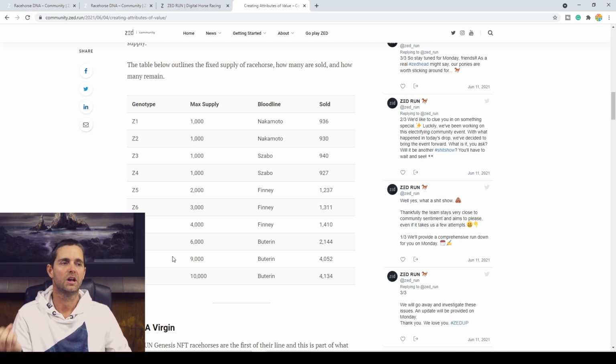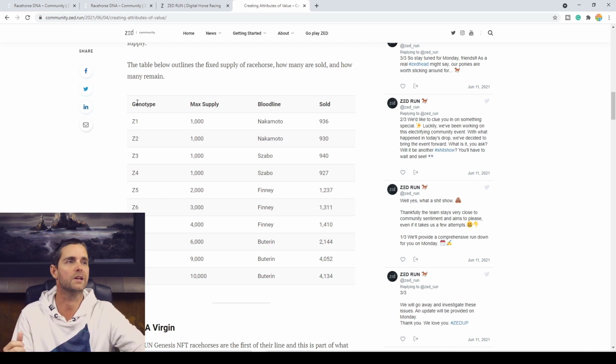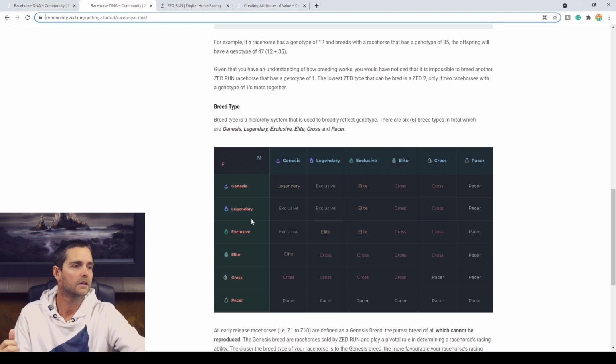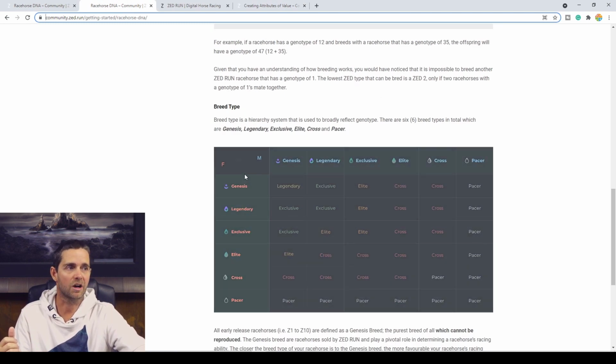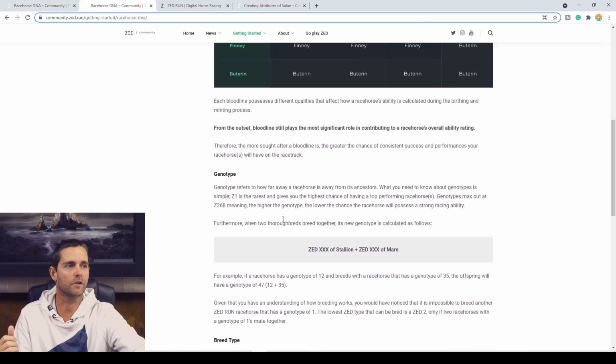Now, as I said previously, that doesn't necessarily mean that every horse that is 10 or under is a Genesis, because breeding has been open previously, and if you breed a Z1 with a Z1, 1 plus 1 equals 2, but you'll get a legendary. It's no longer a Genesis breed type. It becomes a legendary. We'll have a look at that in a minute.